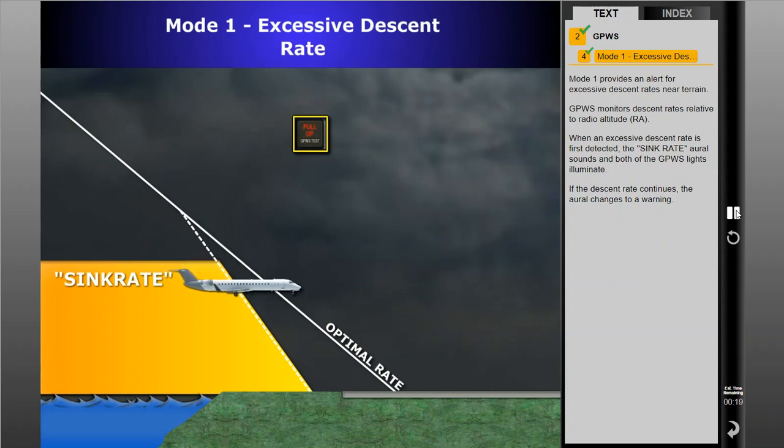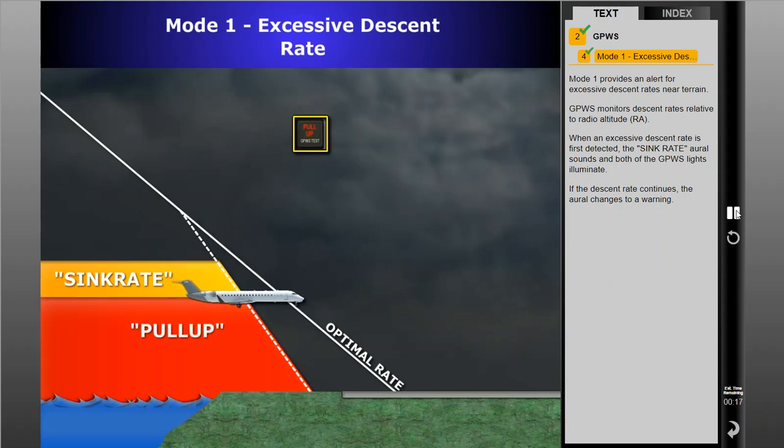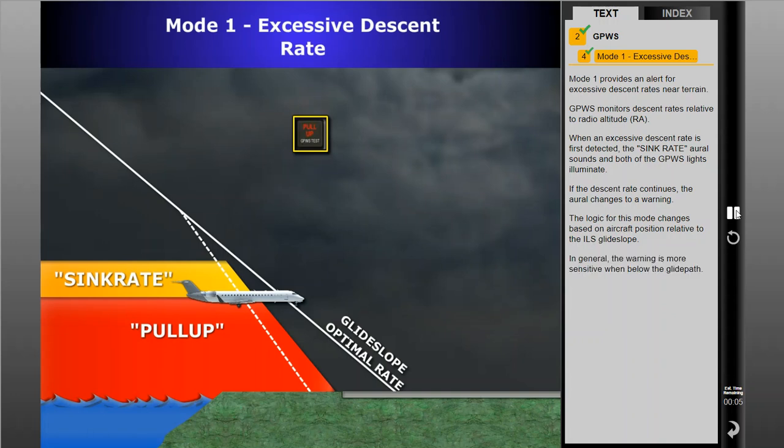If the descent rate continues, the aural changes to a warning. Pull up. The logic for this mode changes based on aircraft position relative to the ILS glide slope. In general, the warning is more sensitive when below the glide path.